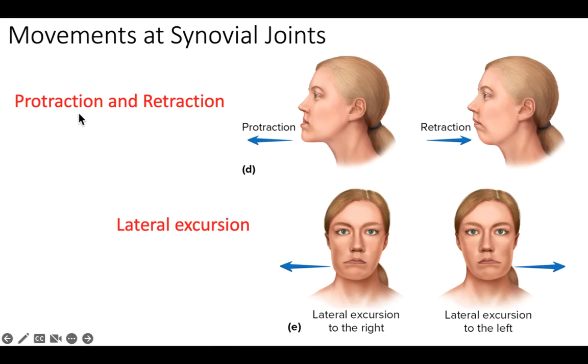We can protract and retract different body parts. This shows your mandible. Moving the mandible forward or anterior is protraction. Moving it backwards or posterior is retraction. You can also protract and retract your scapula. You can move that shoulder blade forward and backwards. When the mandible moves side to side, we call that lateral excursion. You can slide your mandible to the right and slide it over to the left.